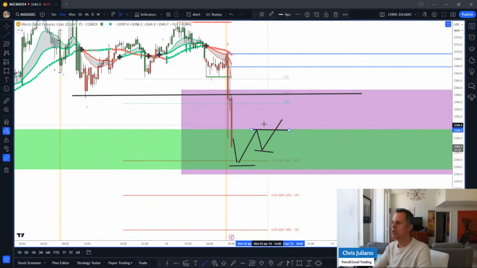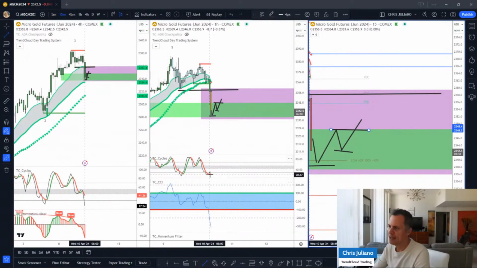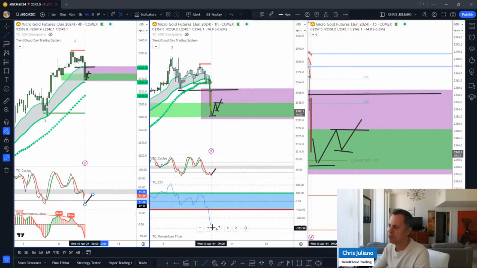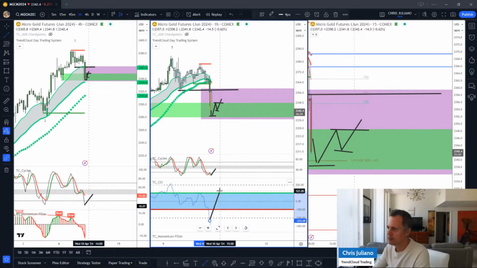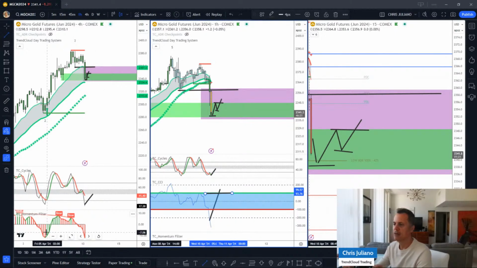By the time we form this pattern, we should have a cycle up on your middle and high time frame, and we should start to see something like this. Breaking back above positive 100 on that CCI. Those are the components that we need to see in order to take a demand zone long.